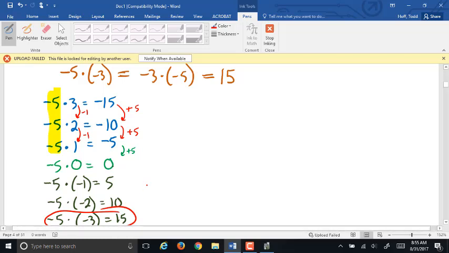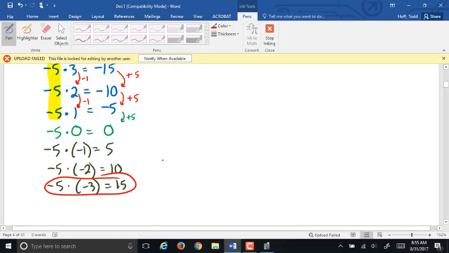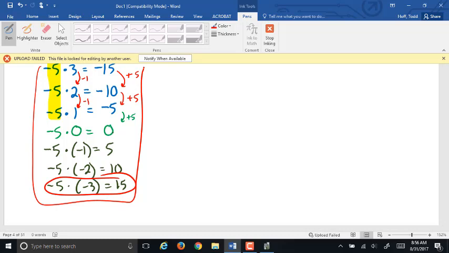The reason is because it continues the pattern. So when we multiply two negatives, we do get a positive. But like I said, the reason we get a positive is kind of unsatisfying. It's because it fits the pattern.